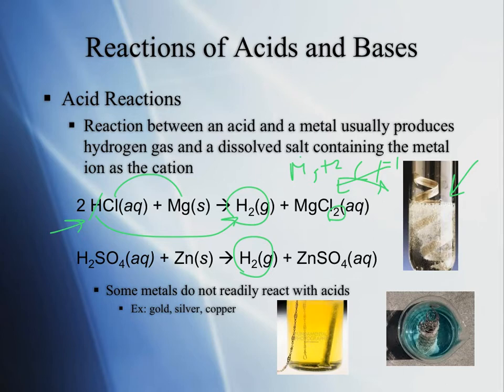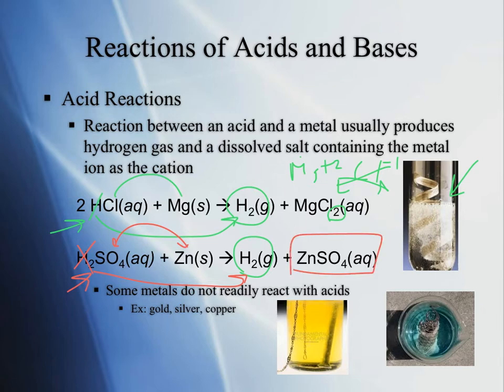So same thing here with the second one. We have H2SO4. The H out front is going to be making the hydrogen gas, so that means Zn and SO4 are going to hook up to make our dissolved salt, our aqueous zinc sulfate.